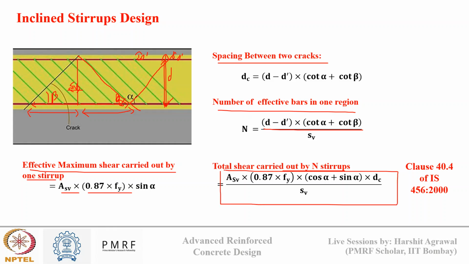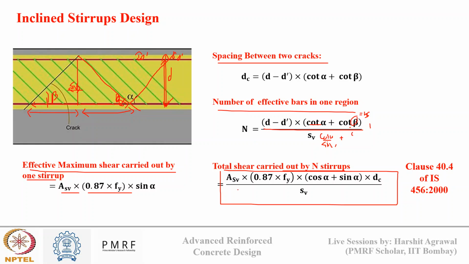How did we come to this formula? By assuming beta is equal to 45 degrees, because we know shear cracks propagate at an angle very close to 45 degrees. So cot beta will become equal to 1. Cot alpha we write as cos alpha upon sine alpha. So this will be cos alpha plus sine alpha upon sine alpha.